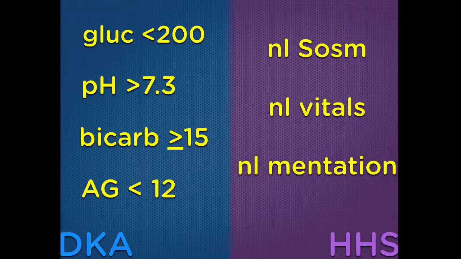So that's the resolution of DKA. You're trying to get them below 200, pH greater than 7.3. There's objective criteria you can actually follow. Your gap is closing to normal. HHS is a little bit more difficult. HHS is a little fuzzier. Yeah, it's normal mentation, normal vitals, normal serum osmolarity is probably the key lab factor.